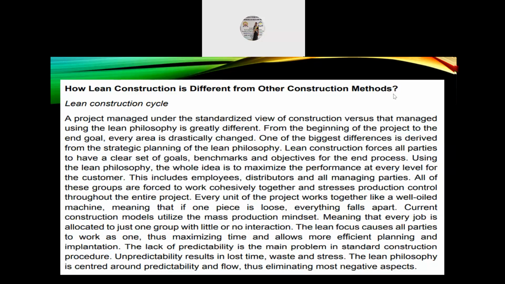Current construction models utilize the mass production mindset, meaning that every job is allocated to just one group with little or no interaction. The lean focus causes all parties to work as one, thus maximizing the time and allowing more efficient planning and implementation. The lack of predictability is the main problem in standard construction procedure. So unpredictability results in lost time, waste, and stress. The lean philosophy is centered around predictability and flow, thus eliminating most negative aspects.